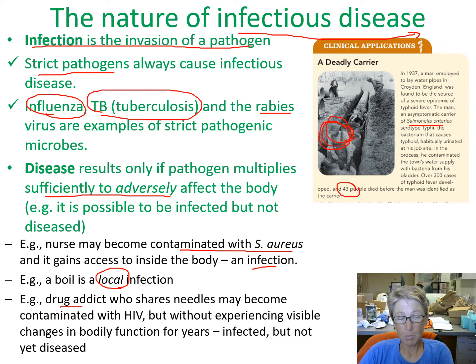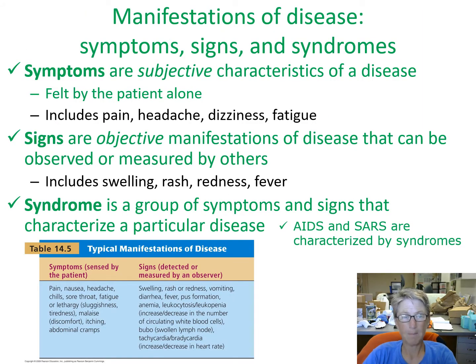If you were addicted to drugs and you share needles, you get contaminated. The needles are contaminated with HIV, but you, as the drug addict who was exposed to the contaminated needles, may not see any changes in your body for years. So you're infected, but you're not diseased at that time.